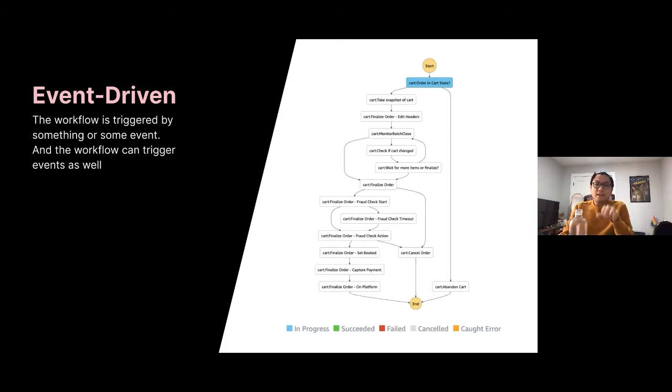Right. And look at all this. In here, I can tell you there are at least 4 more places where we are waiting for some events to happen. Maybe we're waiting for the fraud check to finish. Maybe we're waiting for someone to change their card to make sure it's finalized. Maybe we're waiting for the payment to come through, right?